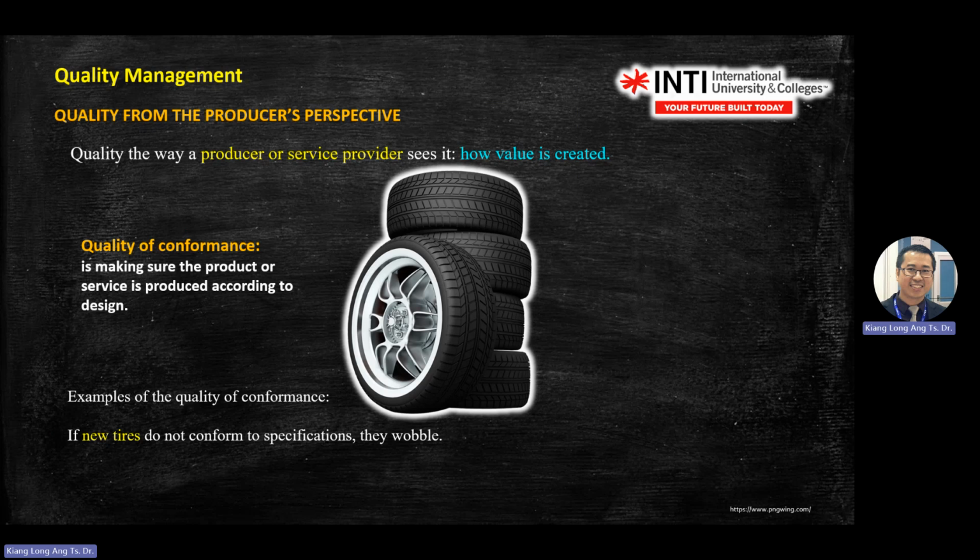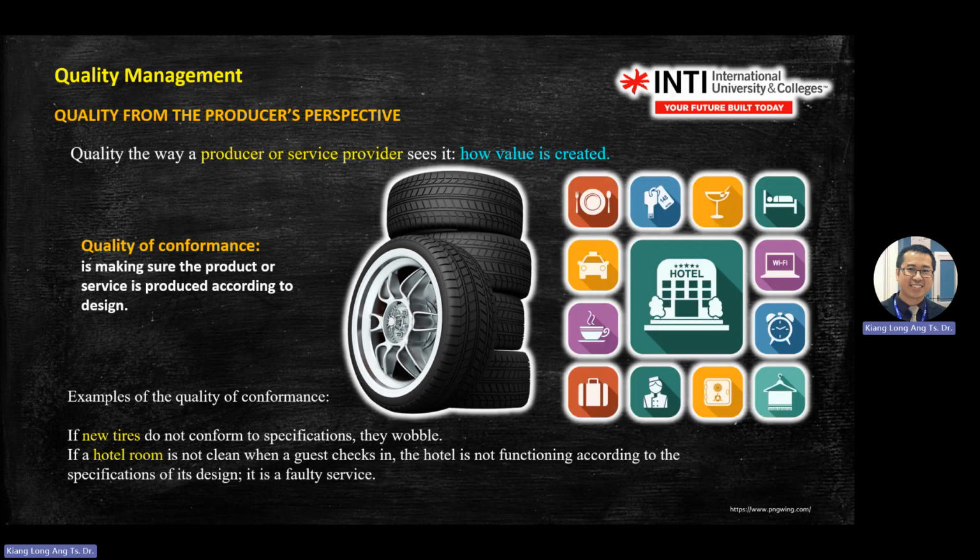All these things are important. So one is quality of conformance. What I mean by conformance is to make sure the product is produced according to design. For example, the tires. If they do not conform, they do not meet the quality of conformance, the tires will wobble, and it's not safe. So a hotel room that is not clean, then the quality is not conformance.